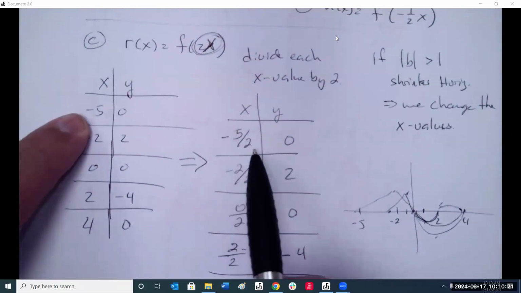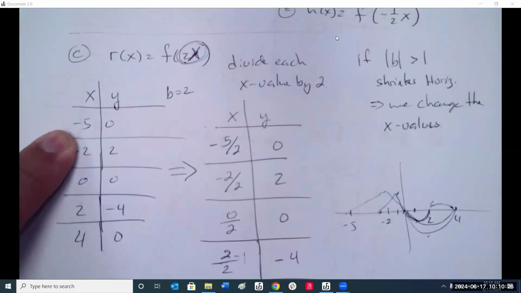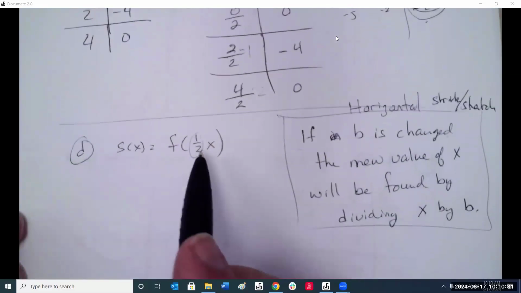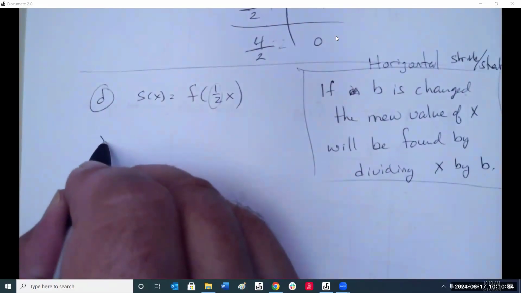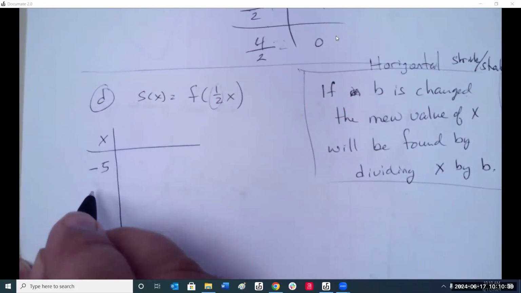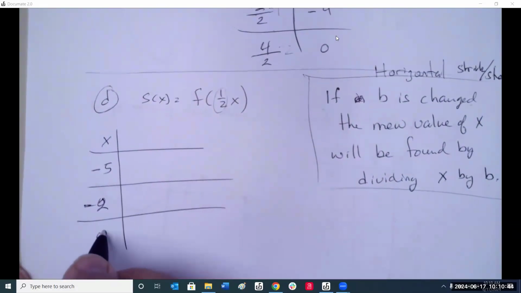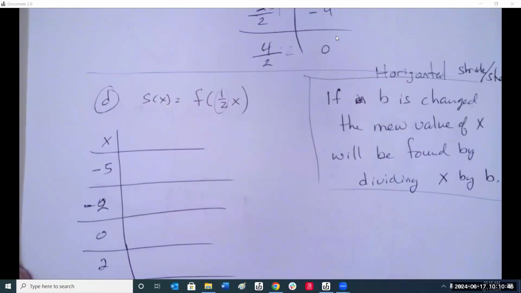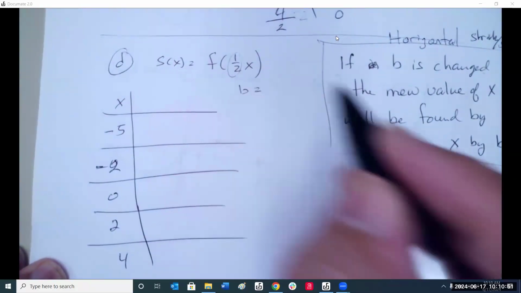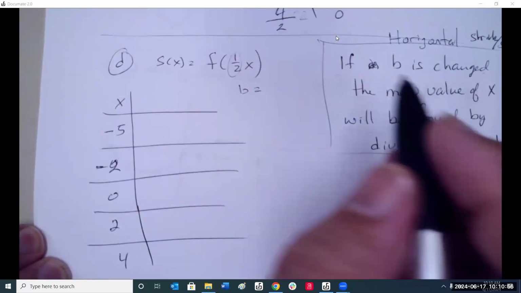Isn't that what we did here? Here's x, b is 2. So I divided all my x's by b. I do the same thing here. If my x's, what is b here? 1/2.